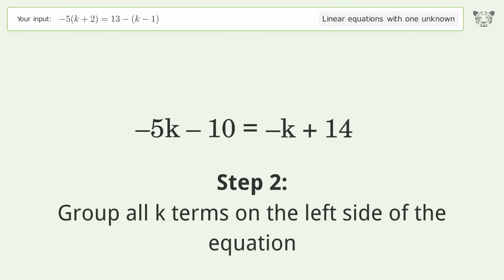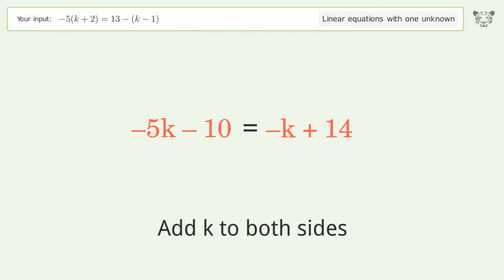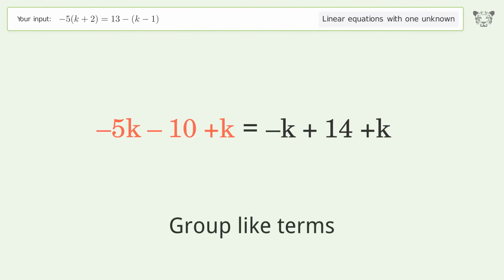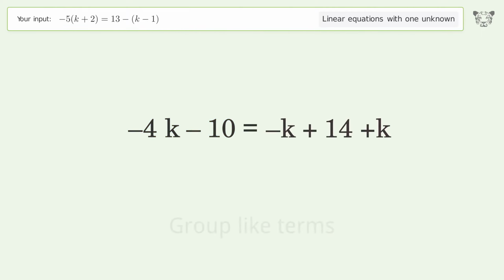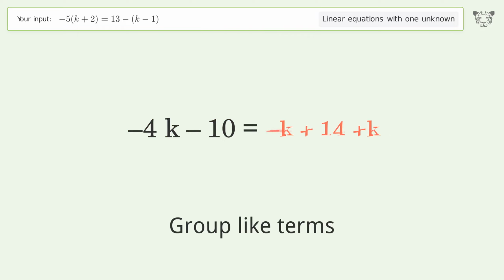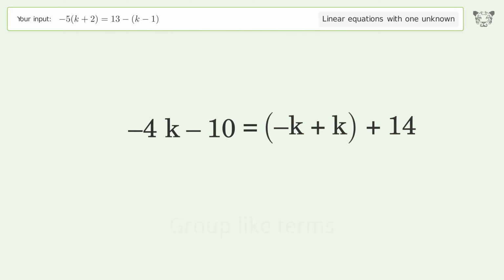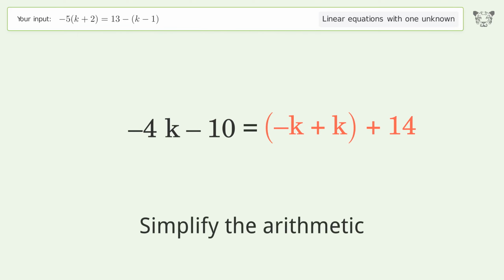Group all k terms on the left side of the equation. Add k to both sides. Group like terms. Simplify the arithmetic. Group like terms. Simplify the arithmetic.